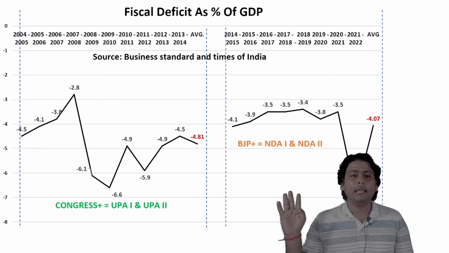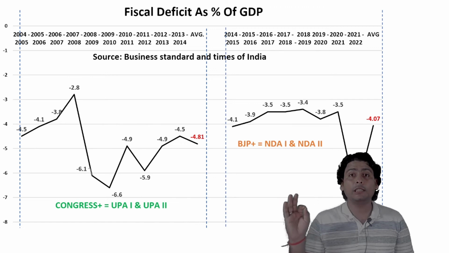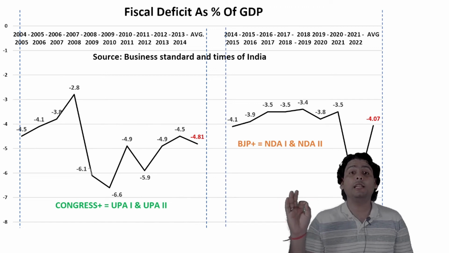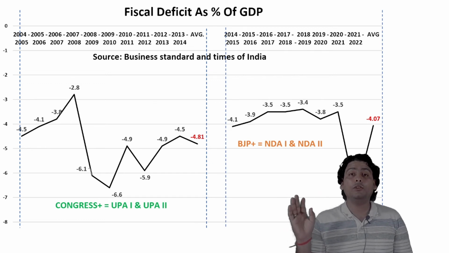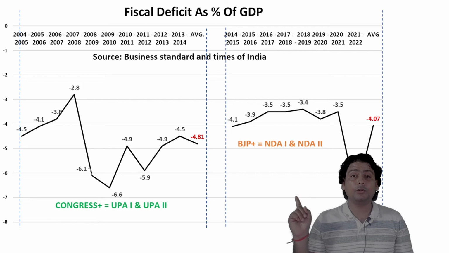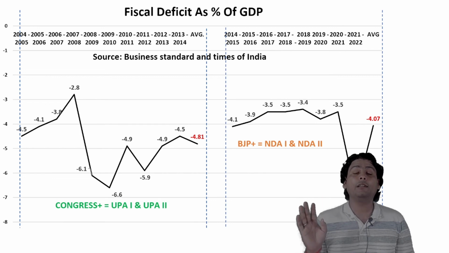Again, you can see that the Congress government made the condition of fiscal deficit worst. It reached a record low of minus 6.6%, right? And the average value of fiscal deficit, which is shown in red color, is minus 4.81 in Congress government's tenure. Minus 4.8 is almost minus 5%.